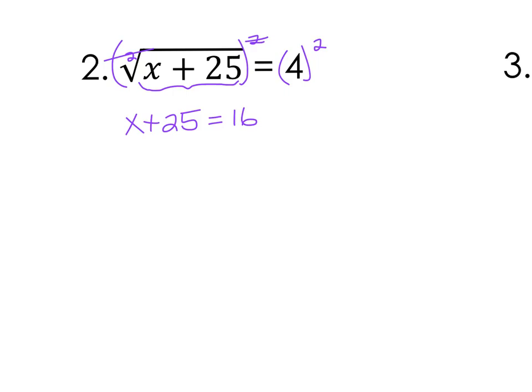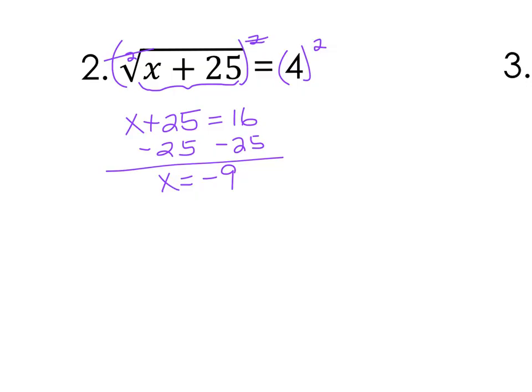Should be pretty easy to solve. Move 25 over. And we get a potential solution of x equals -9. Now, because our index is even, we definitely want to check this for extraneous solutions.